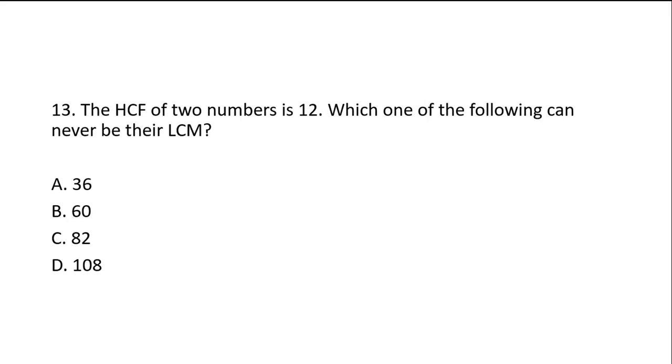Can never be the LCM. Simply, it's like odd man out only. Can never be the LCM means remaining are possible; only one cannot be the LCM. What is that one number which cannot be the LCM?